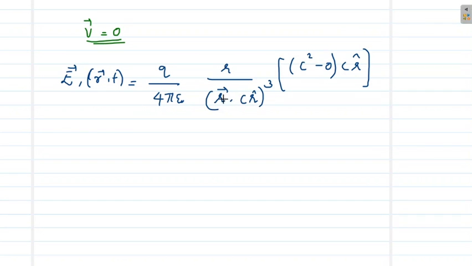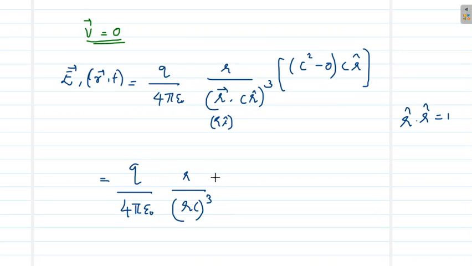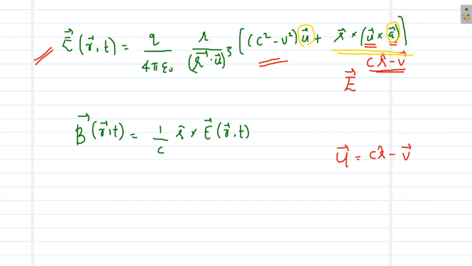Now we have R bar dot C R cap. R bar is R R cap, right? So R cap dot C R cap will be simply R C, since R cap dot R cap is equal to 1. So this is equal to Q by 4 pi epsilon 0 R divided by R C the whole cube into C square into C R cap, which is C cube into R cap. The C cube terms cancel out, and it will be simply 1 by 4 pi epsilon 0 Q divided by R square into R cap. So this equation is simply Coulomb's law, right? If we substitute the case of a stationary charge into the given equation of electric field of a moving point charge, we have Coulomb's law in our hand.